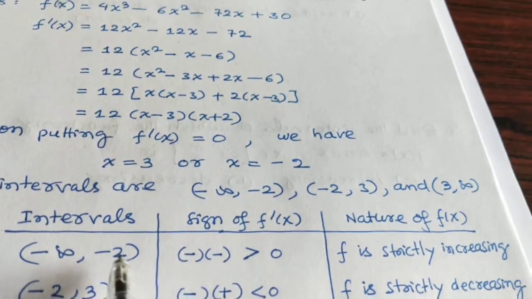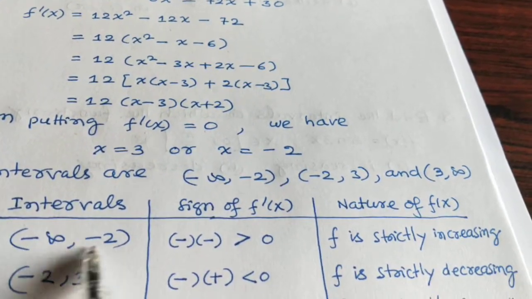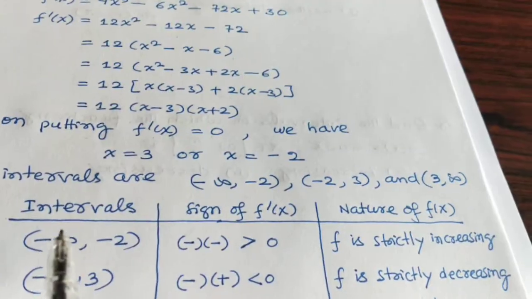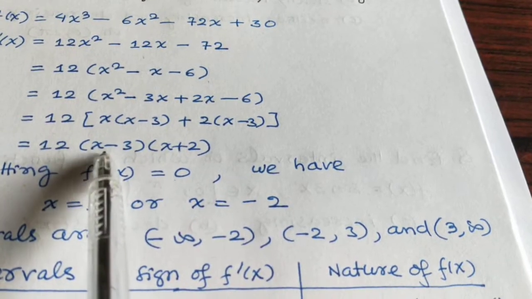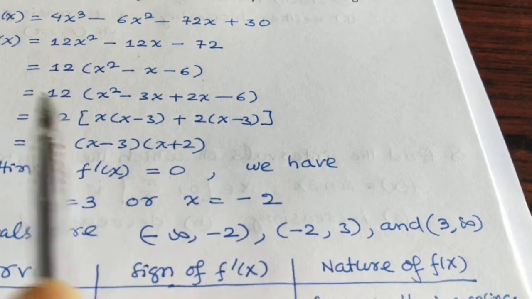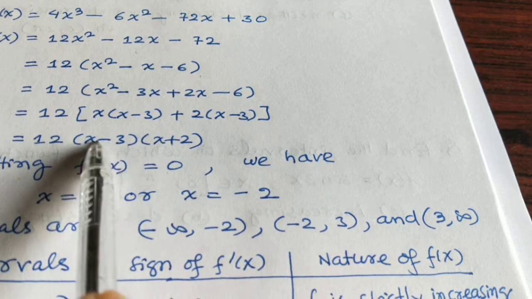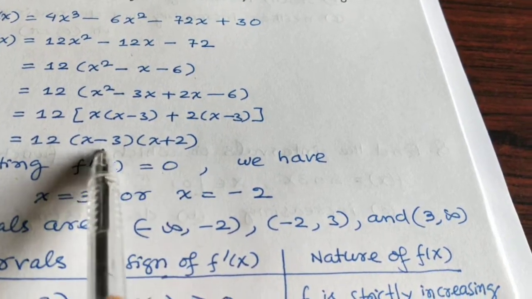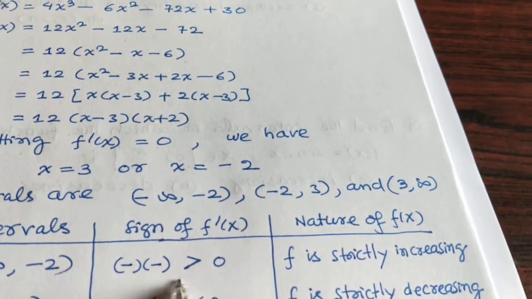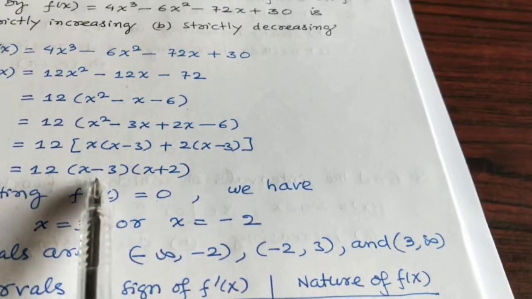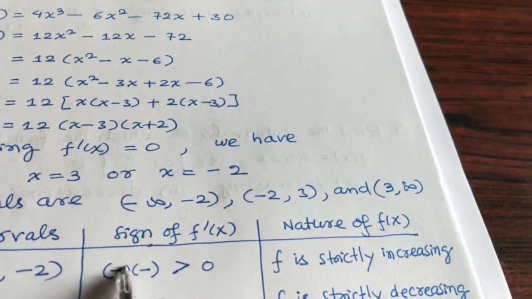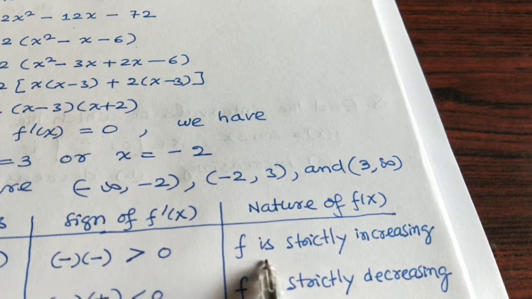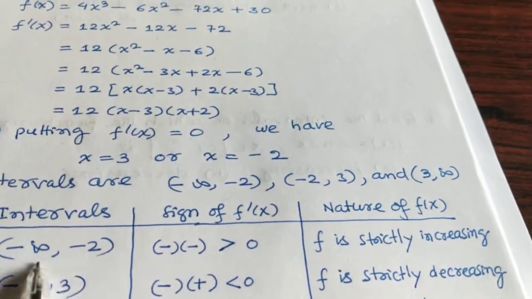So minus infinity to minus 2, any number less than minus 2, let us consider minus 3. If we put minus 3 in f dash x, then it will be minus 6. Minus 3, this will also be negative. Minus 6 into minus 1, or negative into negative, that is positive. So once f dash x sign is positive, we will write f is strictly increasing. Function is strictly increasing in this interval.